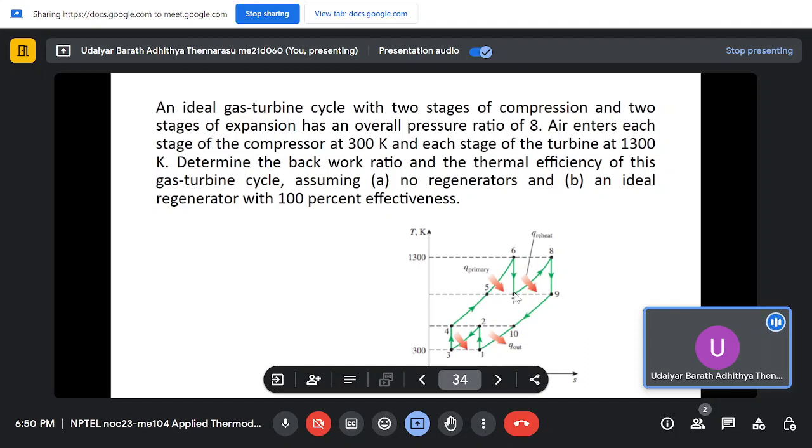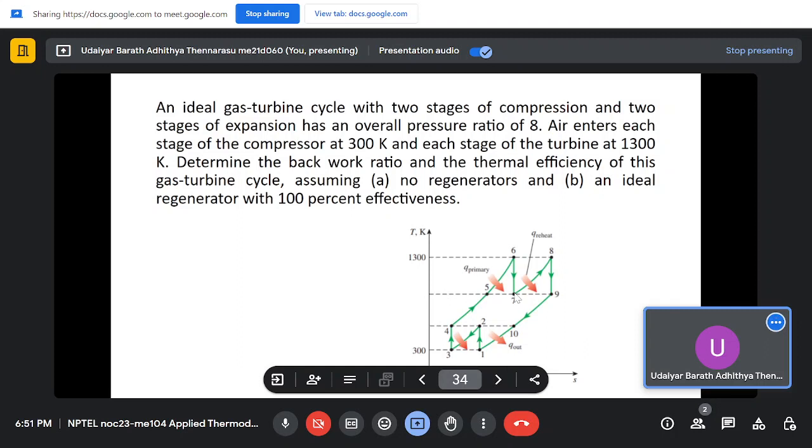So the next question is, you have an ideal gas turbine cycle with 2 stages of compression and 2 stages of expansion, which has an overall pressure ratio of 8. Air enters each stage of the compressor at 300 Kelvin.